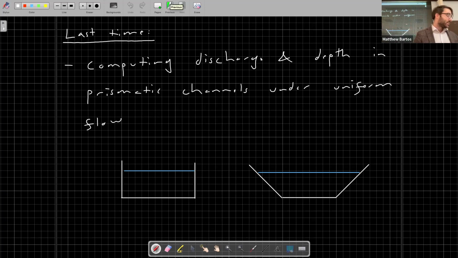So we looked at computing uniform discharge and the normal depth in prismatic channels. Often in hydraulic design, especially for natural channels, you'll also need to perform these same computations for irregular channels.